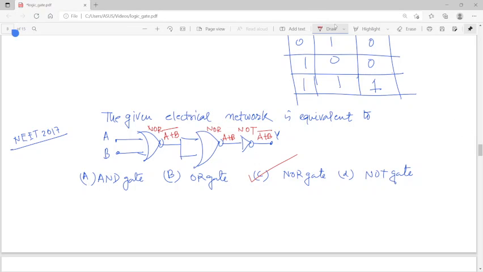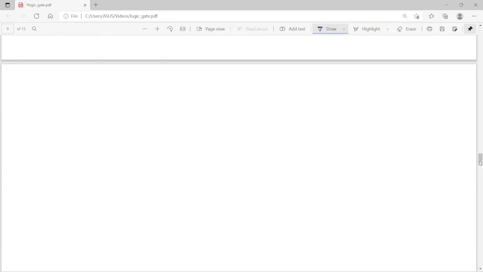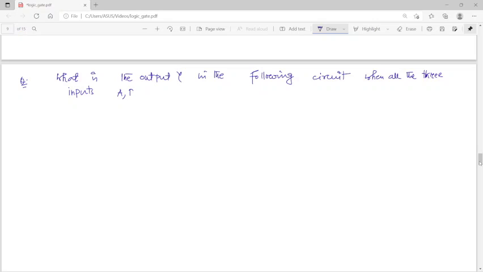Now let's solve some other questions. In NEET 2016, they will ask you a question like: what is the output y in the following circuit when all the three inputs A, B, C are first 0 and then 1?